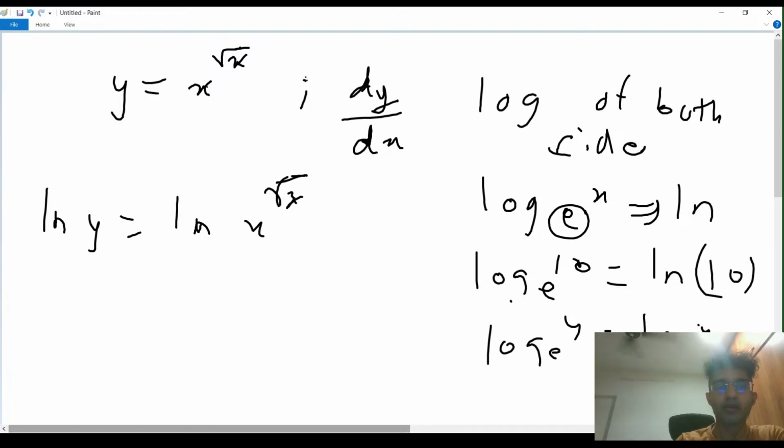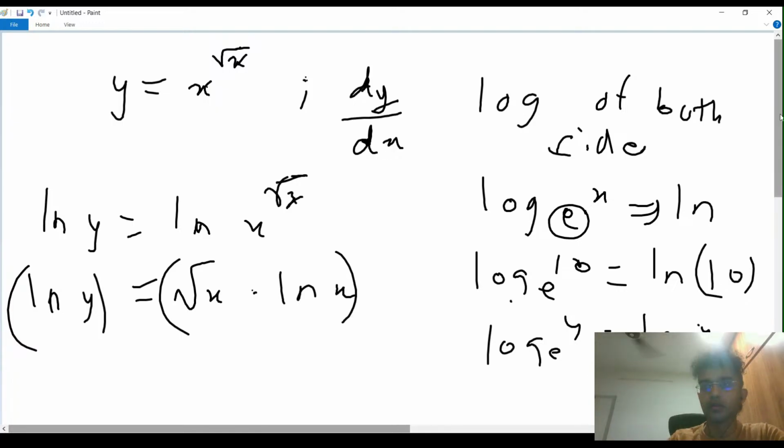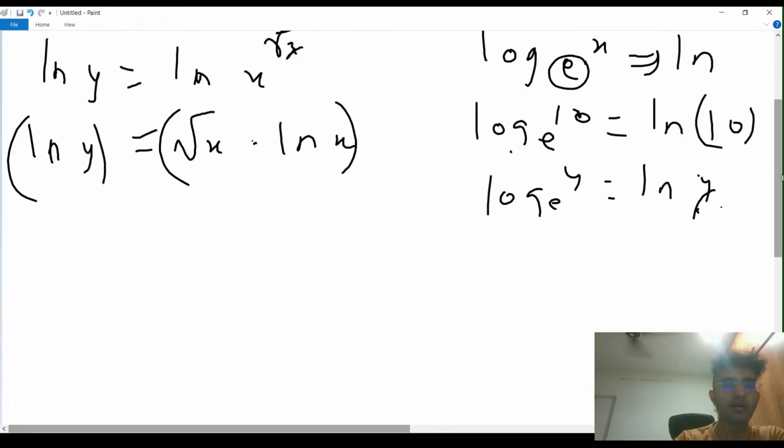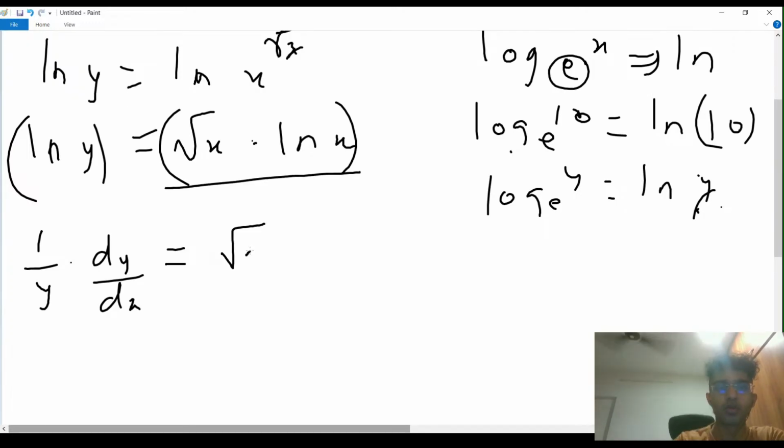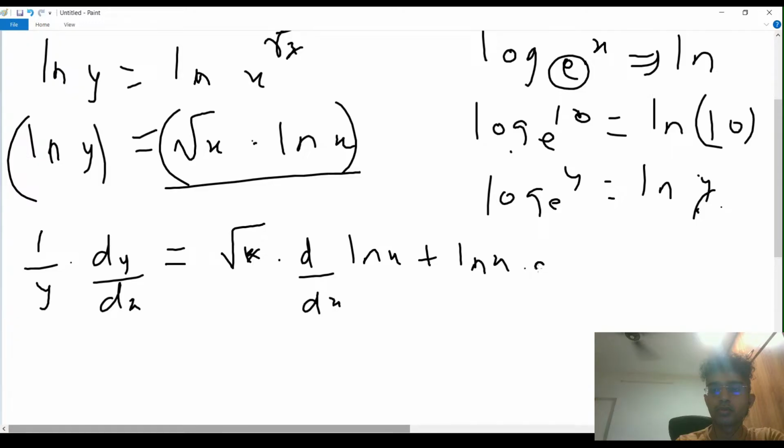So using the laws of logarithms, you know, right? Like log of anything raised to anything is equal to basically root x into ln of x, correct? So ln of y equals root x ln of x. So now take dy by dx of both the sides. What is dy by dx of ln of y? It's 1 by y into dy by dx, right? Equals, now the product rule here, root x into d by dx of ln of x plus ln of x into d by dx of root x, right?